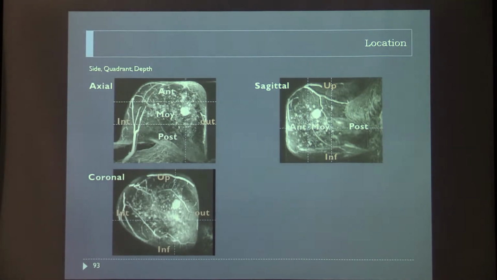Location doesn't change. It's very important when you describe something to say where the lesion is, so you have to give the size, left breast or right breast, and give the quadrant: upper, inner, outer, inferior. It's also very important to say the depth, if it's anterior, middle or posterior in the breast. You could also give some distances, between the lesion and the nipple, the skin or the pectoralis muscle. The best measurement is probably the distance between the nipple and the lesion.